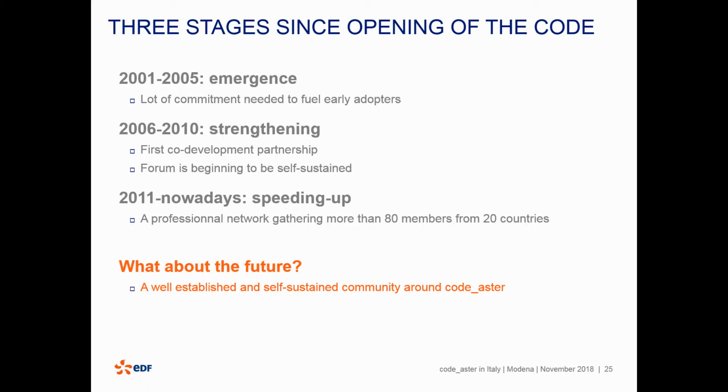At the beginning, when we had a forum, people had questions, and we inside EDF had to answer every message in order to encourage people to use the code. From 2006, it was not completely, but quite self-sustained. So the community is trying to teach within the community how to use Code-aster. And since 2011, it's speeding up. There's a ProNet association that was created. I will have to give a small talk about it a bit later. But now we're around 80 members in 20 countries.